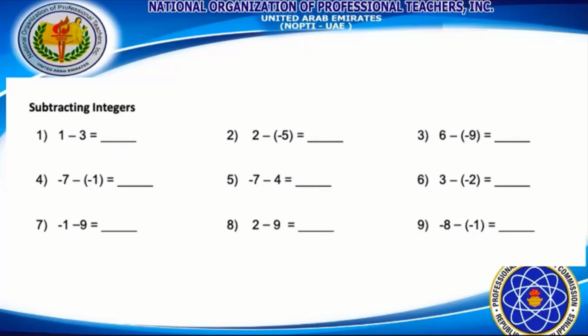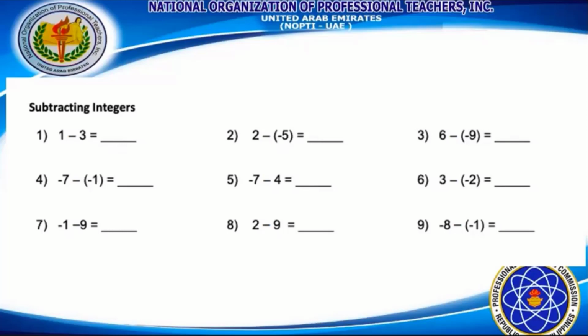Check your work. O, baka sabihin nyo 3 minutes pa lang. Pero 9 items lang naman yan. Tsaka, very small numbers. Kaya andali lang sumagot. Okay? Number 1. Check your work. Number 1, answer negative 2. Alam ko maraming may mamamali. Number 2, answer positive 7.